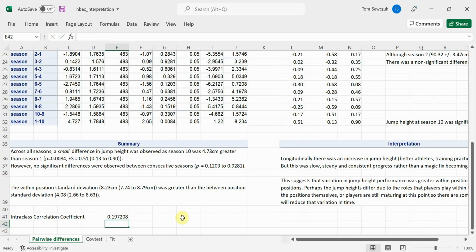And that's it for this look at the NBA combined data. Next, we are going to look at some athlete monitoring data.